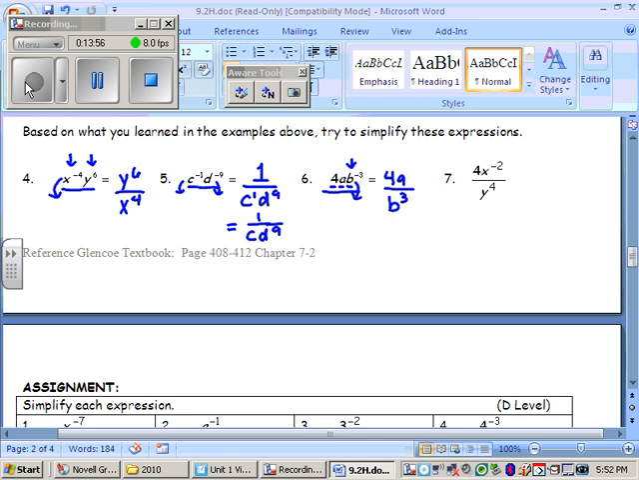In the last problem, which of the 3 bases, the 4, the x, or the y, do we need to take the reciprocal of? Only the x. So the 4 and the y to the 4th must stay exactly where they are because their exponents are already positive, but we will move the x to the -2 to the denominator, making its exponent positive. So our final simplified answer would be 4 y to the 4th over x squared. And that completes the lesson on negative exponents.